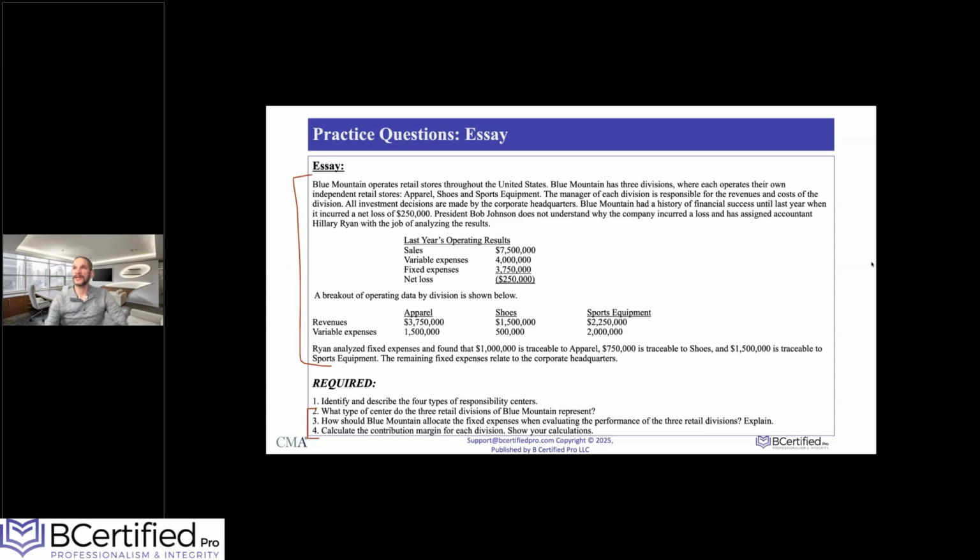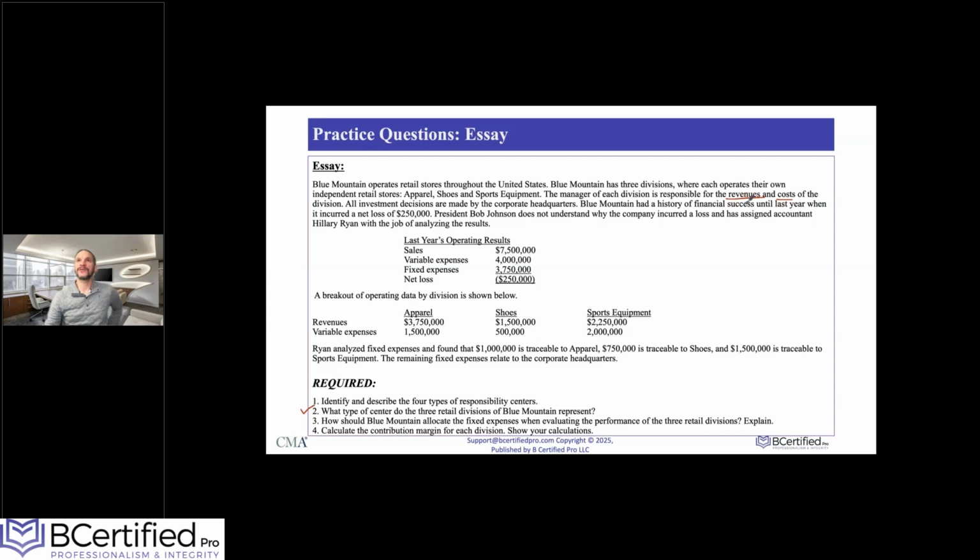I'm going to start reading the given while I wait for the rest of the answers, if there are any. Blue Mountain operates retail stores throughout the United States. Blue Mountain has 3 divisions, where each operates their own independent retail stores: apparel, shoes, and sports equipment. The manager of each division is responsible for the revenue and costs of the division. So up to now, that's a profitability center. All investment decisions are made by the corporate headquarters, so no investments. So I answered number 2, all 3 are profitability centers.